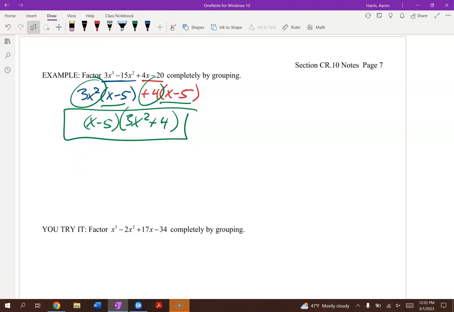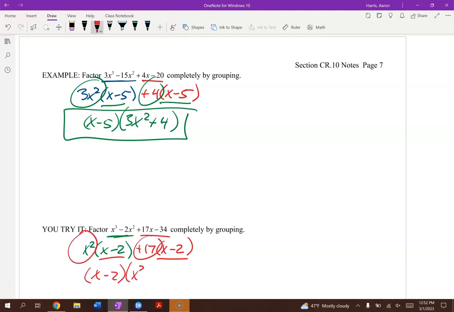Do this last one. What are we taking out there? And we're left with the next two I can take out. You notice they both have the x minus 2's, and we're left with, all right.